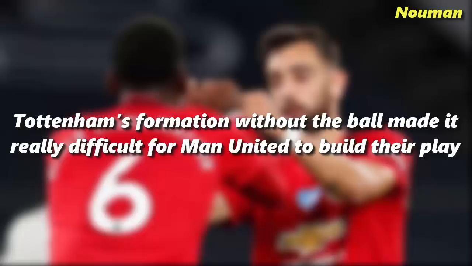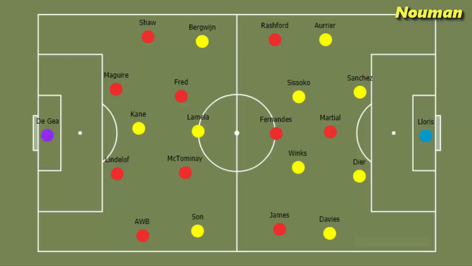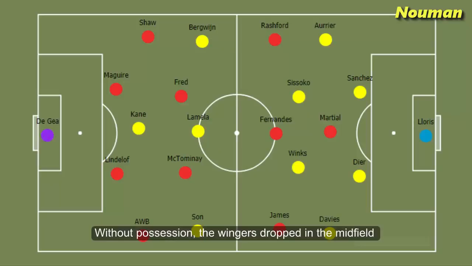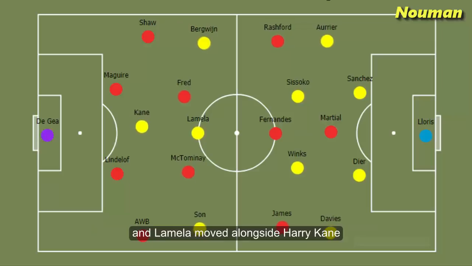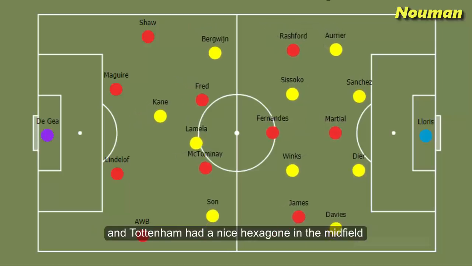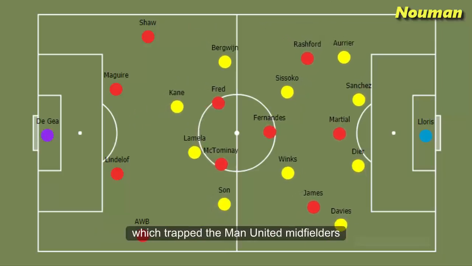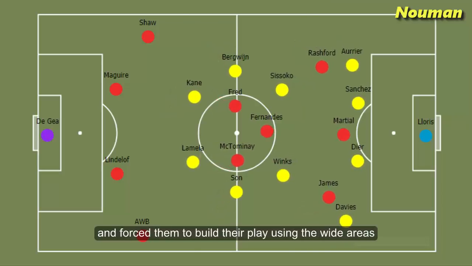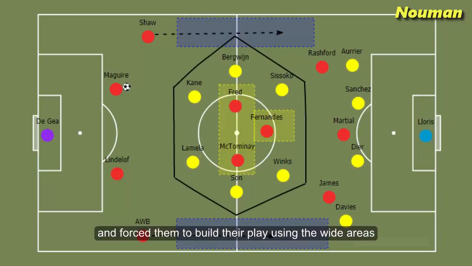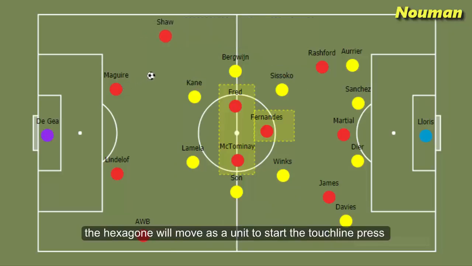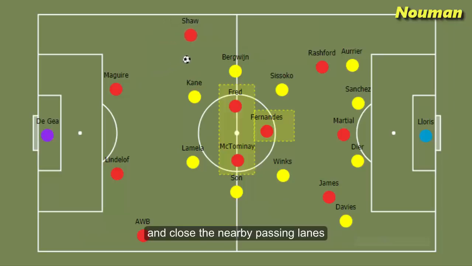Tottenham's formation without the ball made it really difficult for Manchester United to build their play. Without possession, the wingers dropped in the midfield and Lamela moved alongside Harry Kane, and Tottenham had a nice hexagon in the midfield, which trapped the Manchester United midfielders and forced them to build their play using the wide areas. And as soon as the ball goes to the wide area, the hexagon will move as a unit to start the touchline press and close the nearby passing lanes.